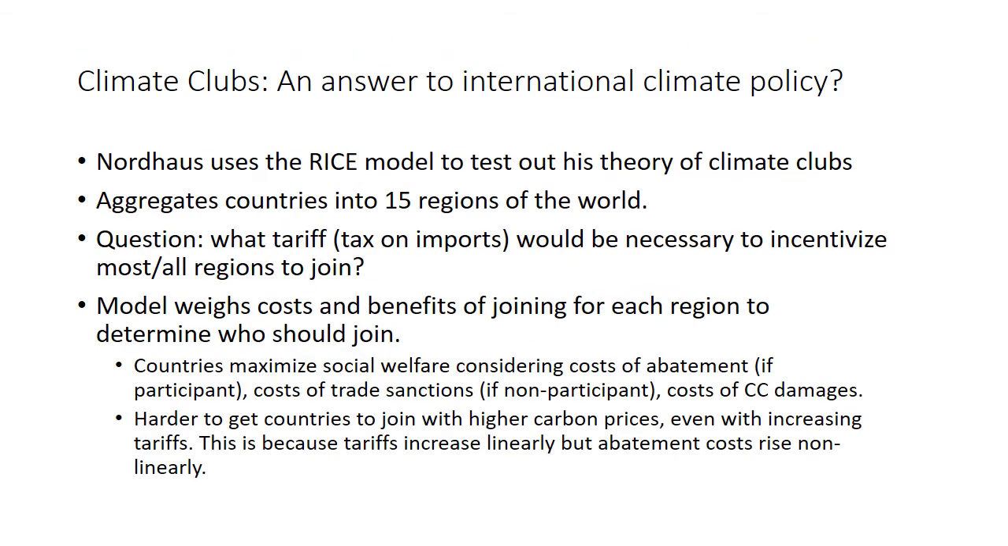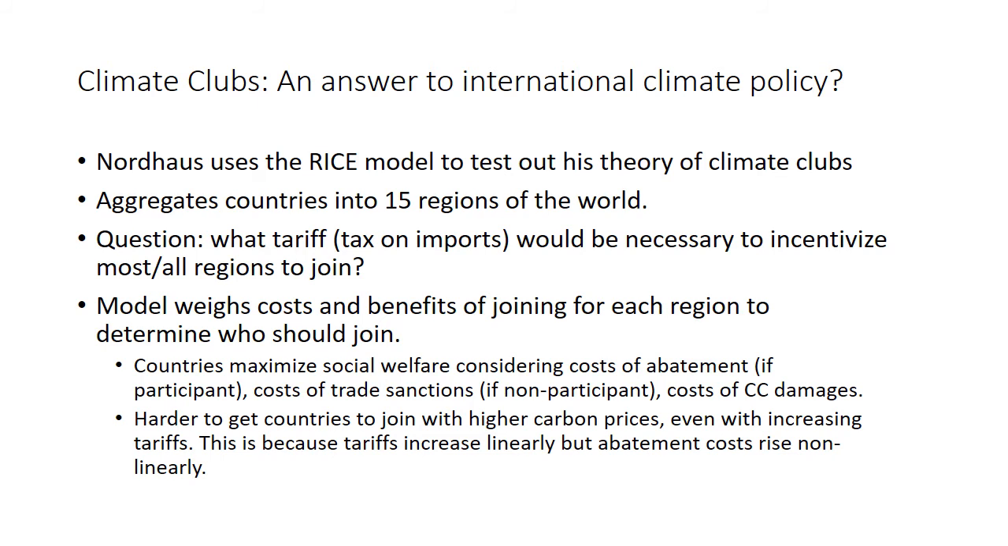Nordhaus uses the Rice model to test out his theory of climate clubs. The Rice model is the regional DICE model. It aggregates countries into 15 regions of the world. And so these 15 regions are going to be the clubs. The question is, what tariff or tax on imports would be necessary to incentivize most all regions to join? The model weighs the costs and benefits of joining for each region to determine who should join. Countries maximize social welfare considering costs of abatements, costs of trade sanctions, and costs of climate change damages.